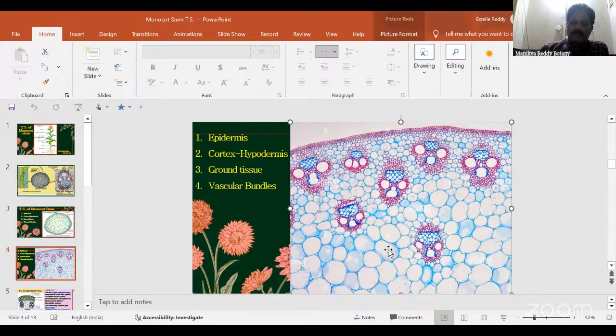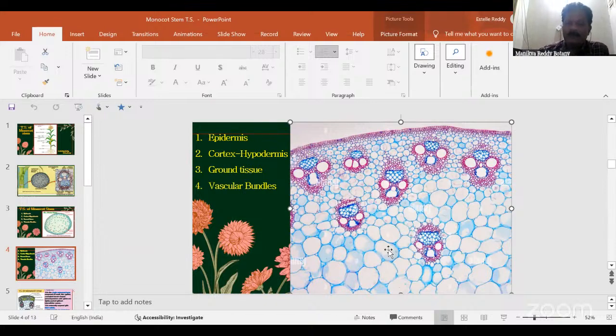And the fourth important part is vascular bundles. Here in monocot stem, the number of vascular bundles are numerous, countless. They are scattered irregularly in the ground tissue. Such type of irregular arrangement of vascular bundles is called atactostele. In dicot stem, it is eustele. In monocot stem, it is atactostele.